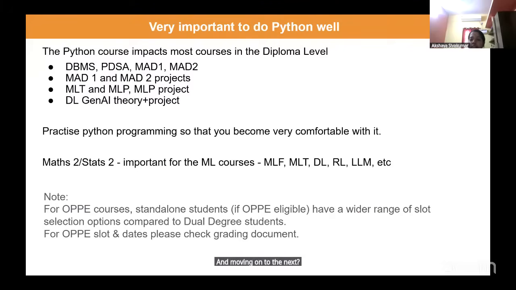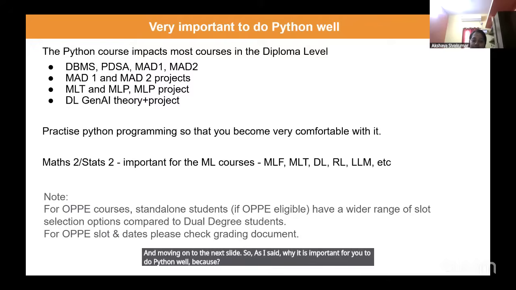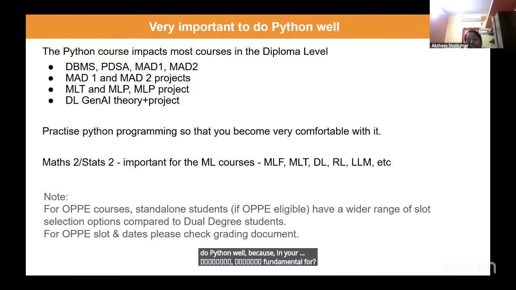As I said, why it is important for you to do Python well is because in your diploma, in DBMS, PDSA, Mat1 and Mat2, this is a very fundamental part. Along with the diploma, you have your projects where Python is going to have an impact. Also in your data science program, in your MLT and MLP project, you're going to have an impact. And we have introduced a new course, that is the deep learning and Gen AI theory and project.